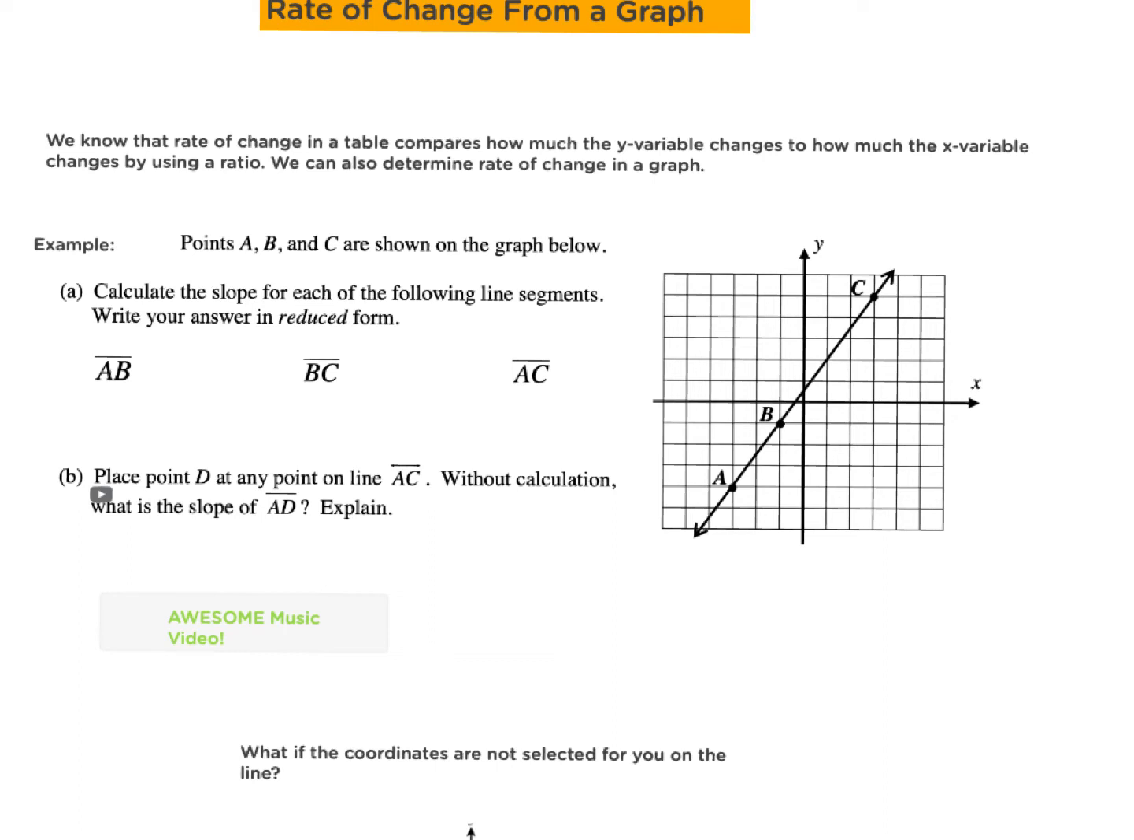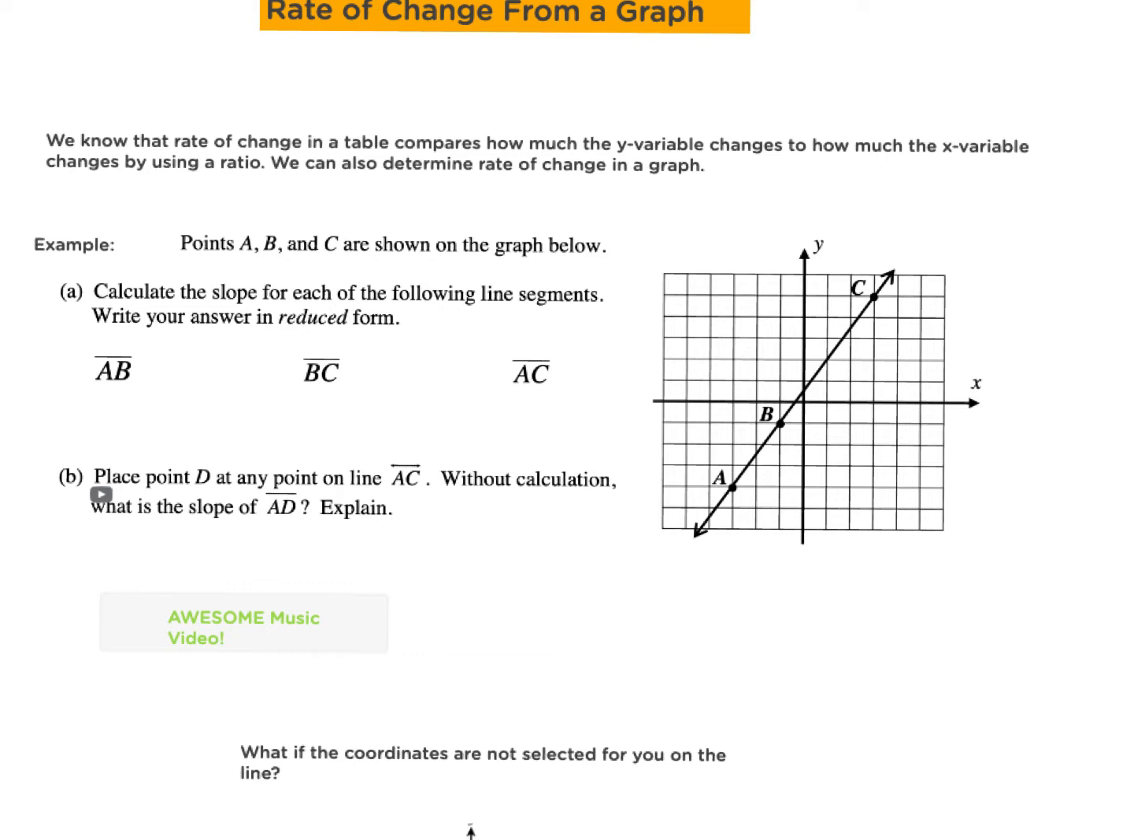Hey mathematicians, in previous lessons we have learned how to find the rate of change in a table, and we've learned that you compare how much your y variable changes to how much your x variable changes, right? Well, we can also find rate of change from a graph. That process just looks a little different.